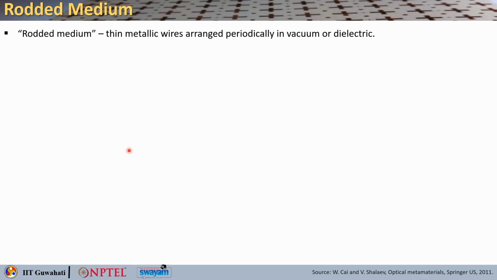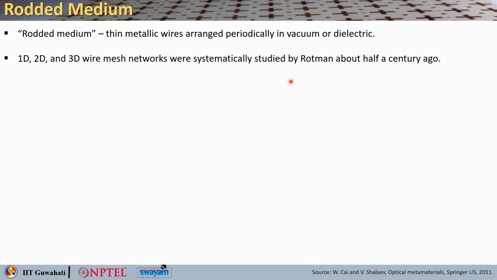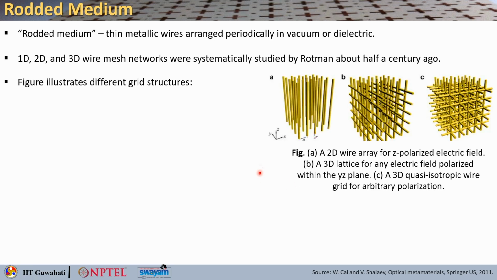So, the lecture basically starts with the discussion of rodded medium, which is made of nothing but thin metallic wires arranged periodically in vacuum or dielectric. 1D, 2D and 3D wire mesh networks were systematically studied by Rotman about half a century ago. So, these are the different types of structures.